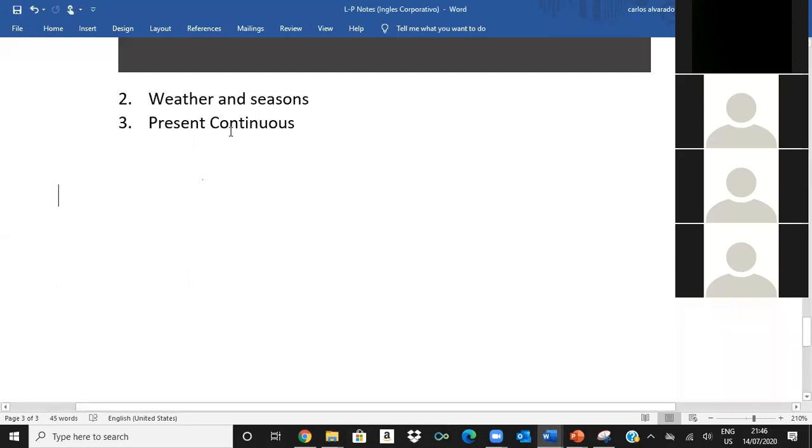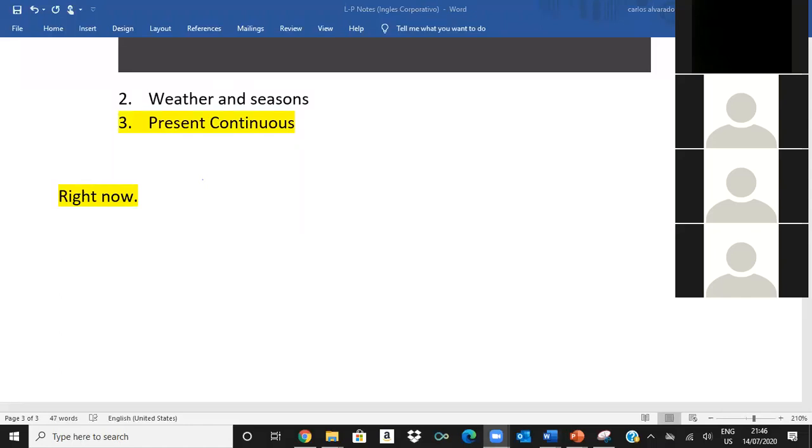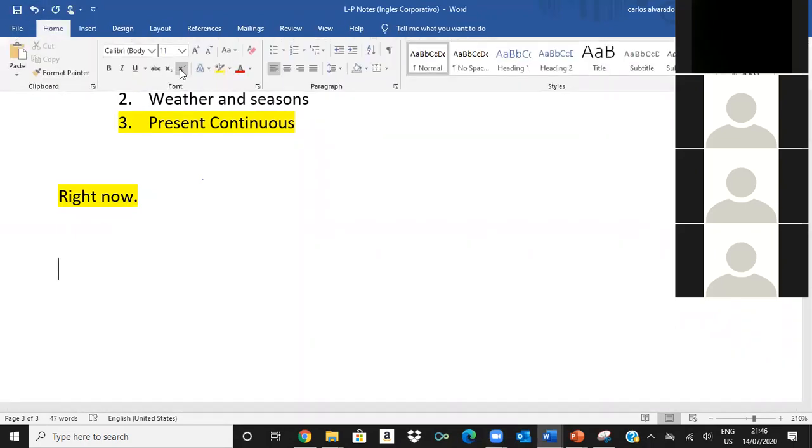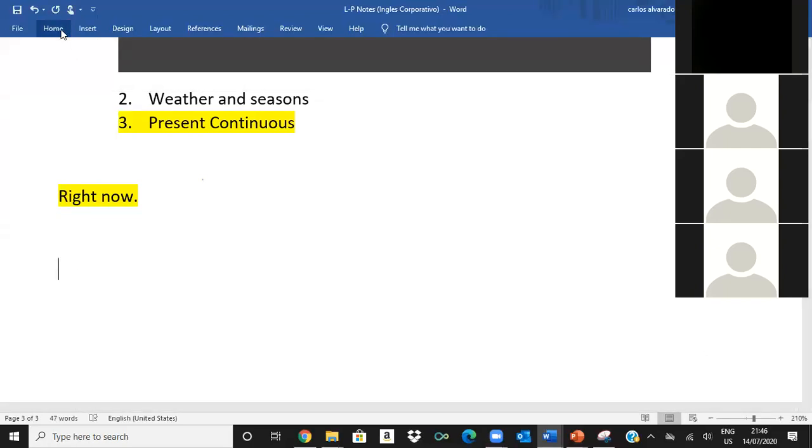All right, let's go to the next topic. The next topic that I have is present continuous. So let's talk about the present continuous, okay? What is the present continuous? I use it to talk about activities and things that I am doing right now. ¿Nunca he escuchado esta frase? In English? Right now. Ahora mismo. En este momento. Very good. Right now. Okay. Correct. What are you doing right now?